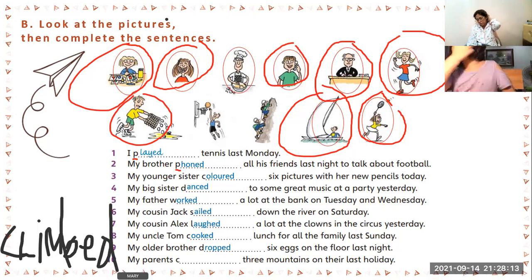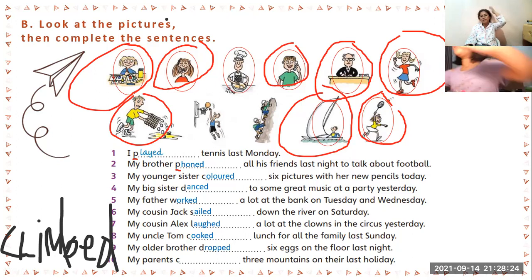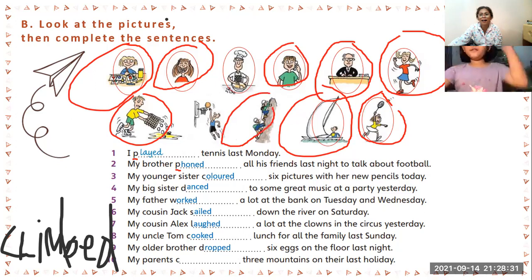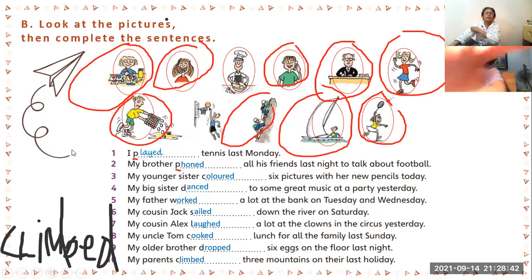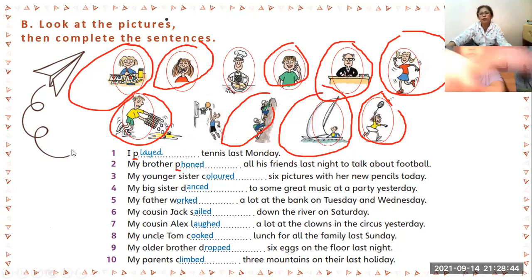Number 10. Okay, this one. Climbed. My parents climbed the mountains. What's the answer? Climb. Look at this one. Okay. Very good. So you understand this? I know you're very smart with this. I know you're a very smart girl.